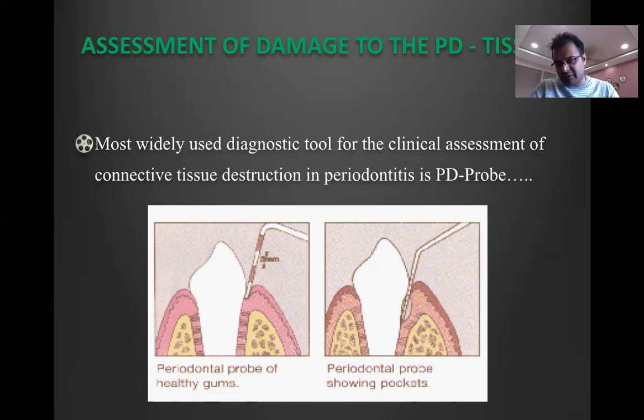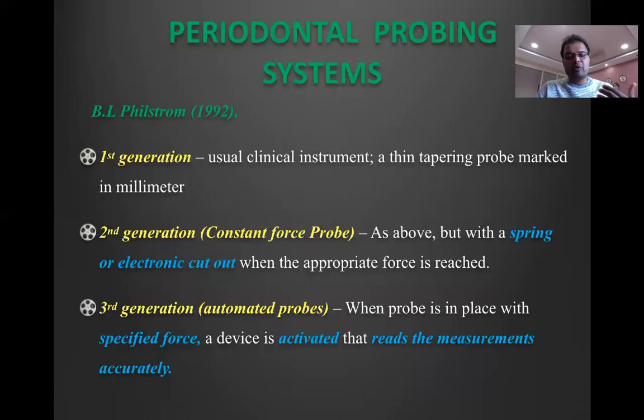So what we say is that if the probe measures anywhere in the range of 0 to 3 millimeters, then that sulcus is a healthy sulcus. It may have inflammation, but it is healthy. It doesn't show any signs of bone loss. On the other hand, any measurement of 4 millimeters or above is usually an indicator that some kind of periodontal disease process has set in in this particular area. However, again, probing depends upon various factors, including the amount of force that is put in, the direction of the force, and other parameters.